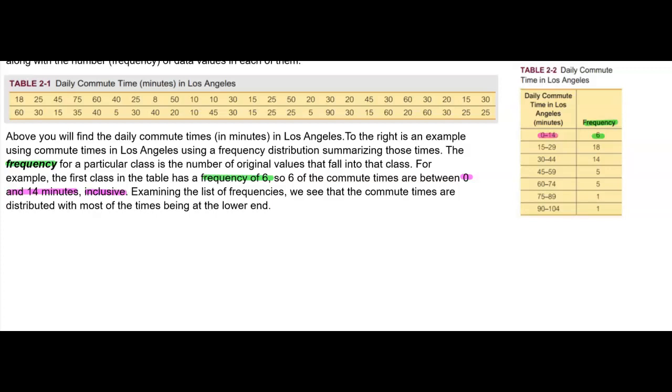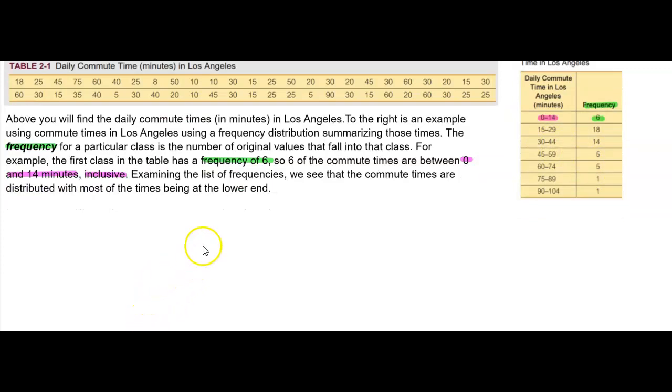And there's the class. Now, if you examine the list of frequencies, you can see that the commute times are distributed with most of the times being at the lower end. So here 18 is between 15 and 29, 14 is between 30 and 44, and the rest of them you can see become a lot smaller as far as the frequencies are concerned.